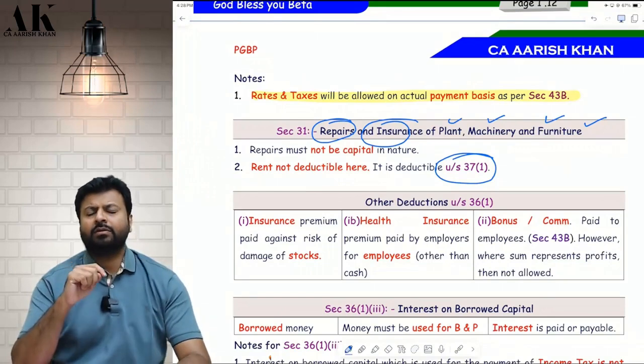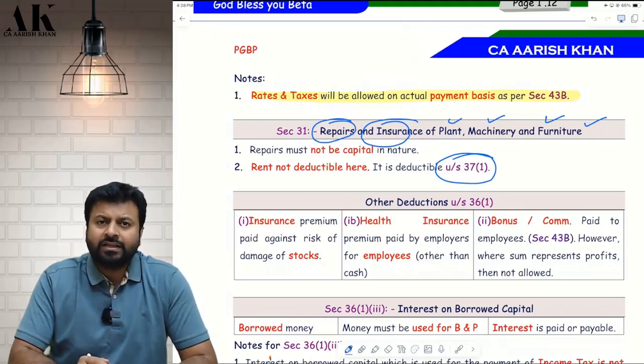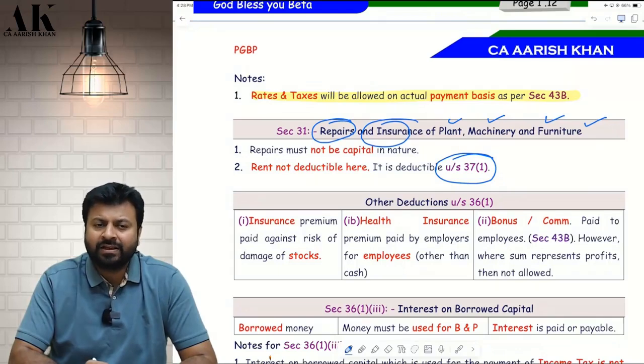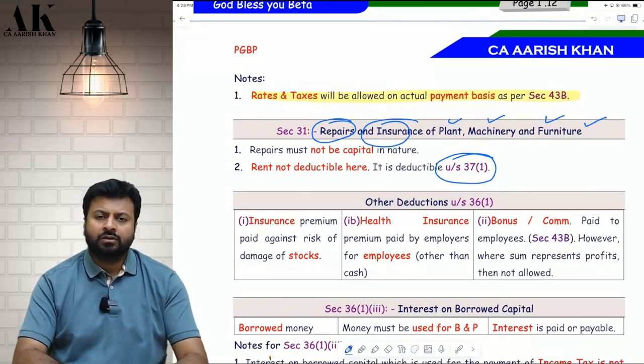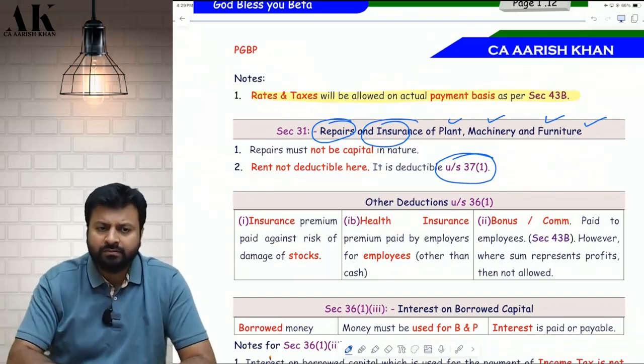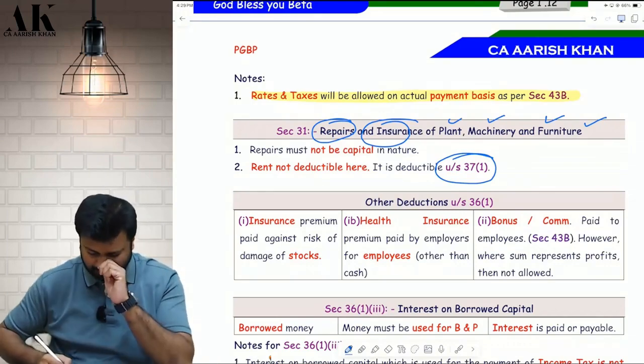So right now we are talking about section 36 now. Pay attention please here. Section 36, subsection 1. So in this section there are lot of clauses, around 17-18 clauses are there. Section 36(1)(i), (ii), (iii), (iv), (v), (vi), (vii), (ix), (xv), 16, 17, 18. So section 36 subsection 1 is the main section, and in that there are lot of clauses, okay? Lot of clauses are there. So let's talk about all of them one by one.